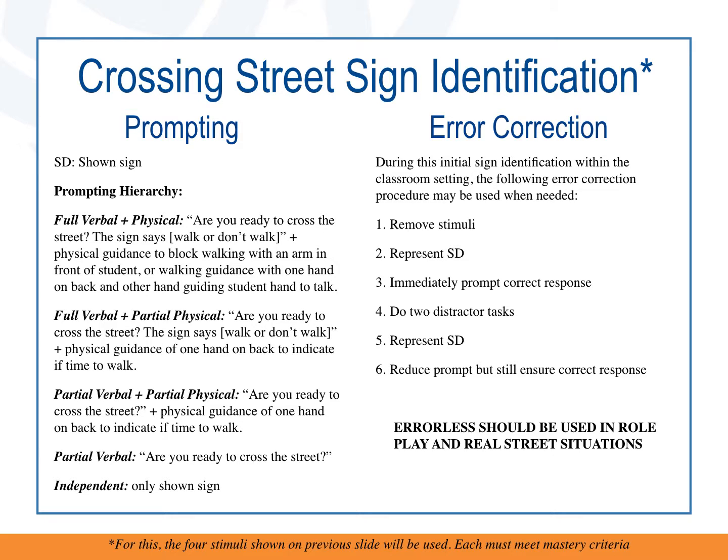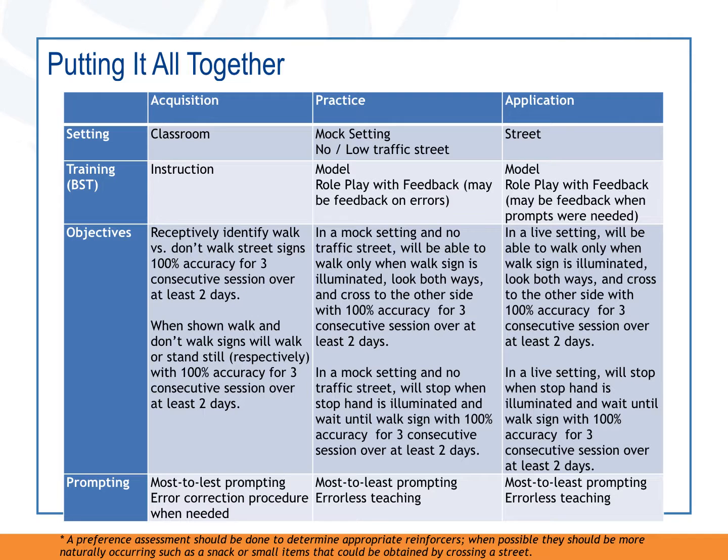Represent it again and see if you can reduce the prompt, then they'll respond accurately. After that, really just ensuring that errorless teaching is being used, just so we don't get into a situation where they are actually able to err. So kind of putting all those components together, how does this actually run?